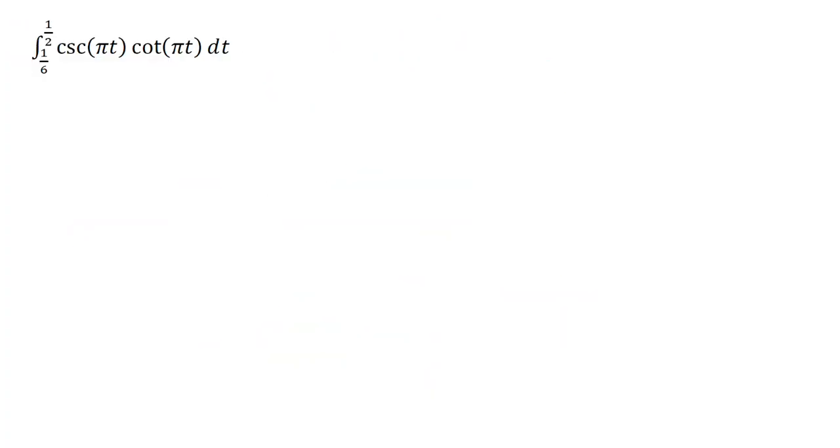All right, we've just got a couple more of these here to go. So we've got the integral from 1/6 to 1/2 of cosecant pi t cotangent pi t. Now we should note that the integral of cosecant cotangent is negative cosecant, but we got to deal with those pi t's. So let's let u equal pi t, and du will be pi dt. Now that means we're going to need to multiply by a pi inside and a 1 over pi outside.